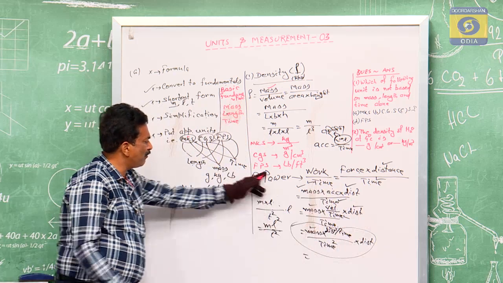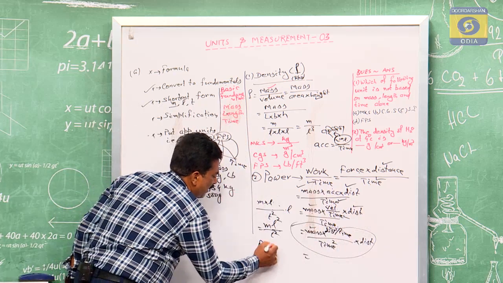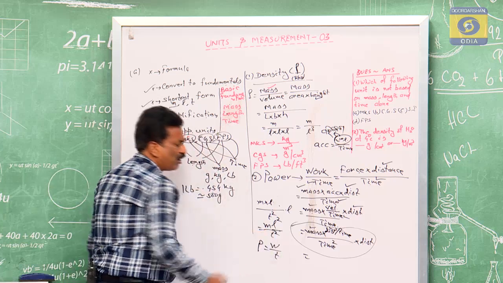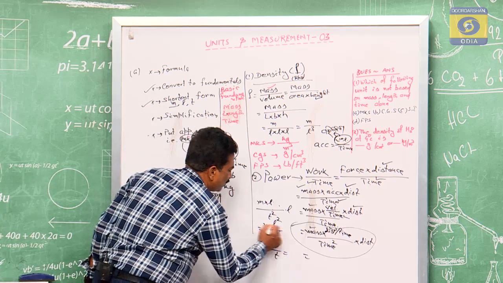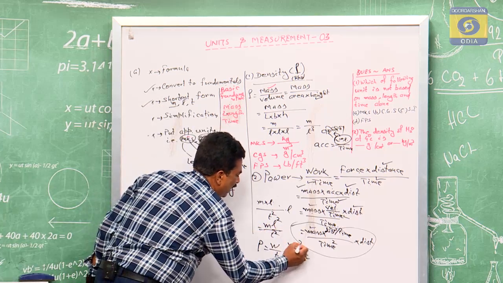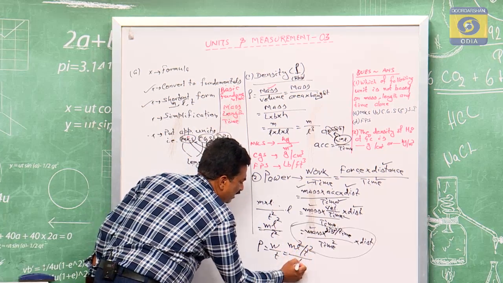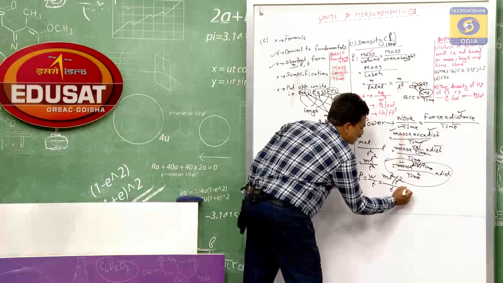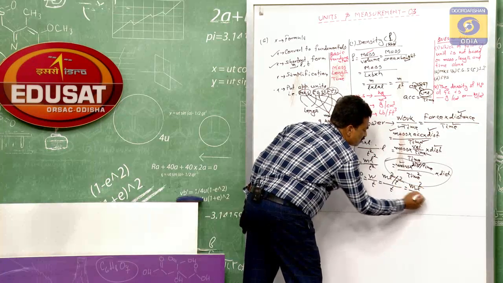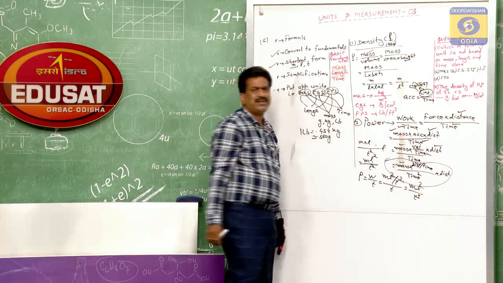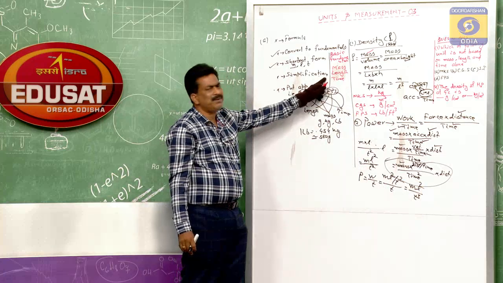So now you will find it for the power. So P is equal to W by t. W is equal to m L square by t square, by t. So this is equal to m L square by t cube. This is the simplification form.